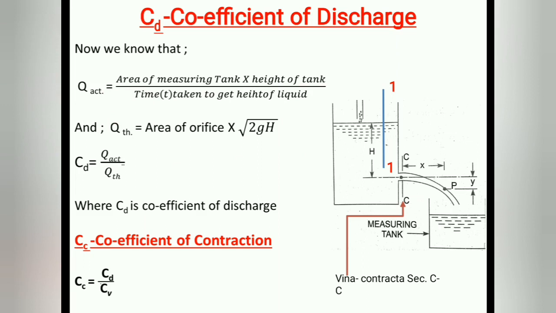Now the coefficient of contraction depends on the contraction of the jet, which comes due to frictional values. So how to get these values? This depends on both the coefficient of discharge and the coefficient of velocity. So the coefficient of contraction is the ratio of coefficient of discharge to coefficient of velocity. So Cc is equal to Cd by Cv. Using this relation we can calculate the coefficient of contraction.